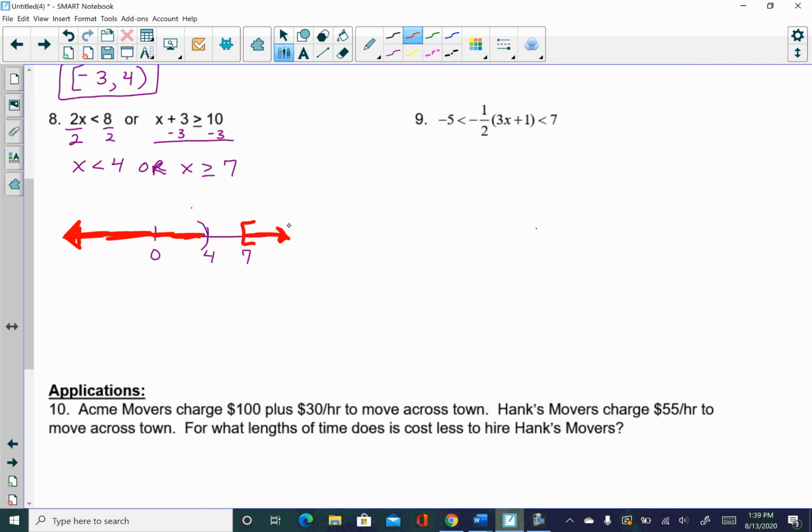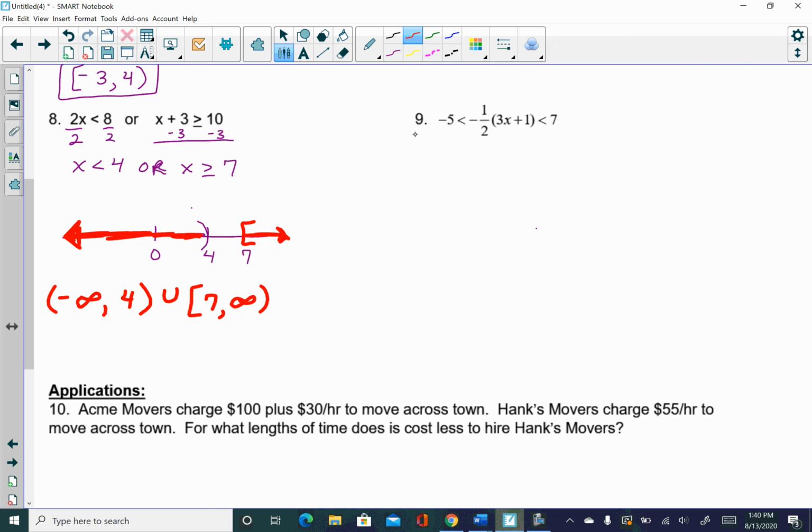So now, in terms of writing what's being graphed here, on the number line, it's coming in from negative infinity and stopping at 4, parentheses on both. Unite that with the last leg of the graph, starting at 7 and going on forever to infinity, like so. Okay?